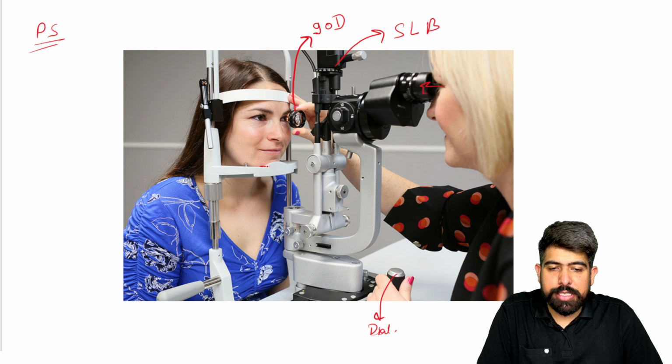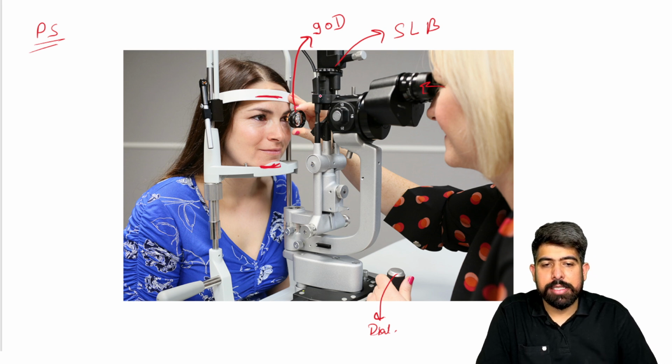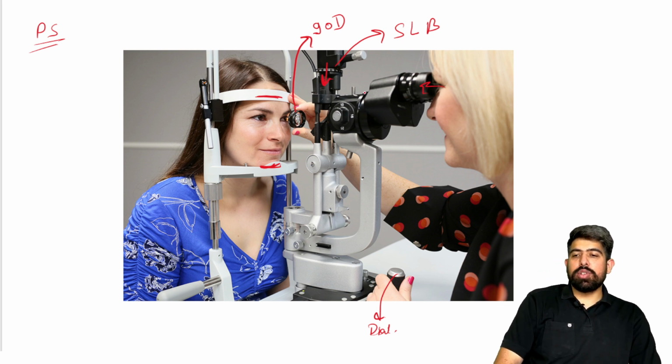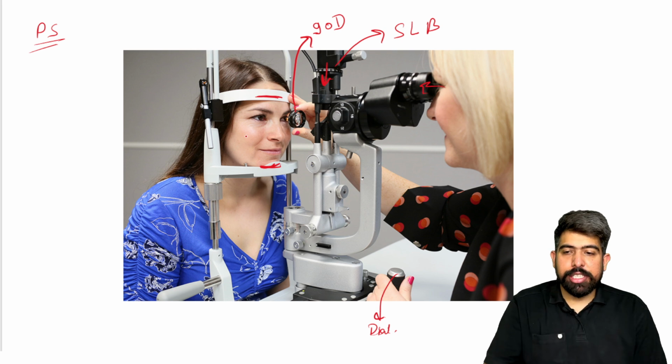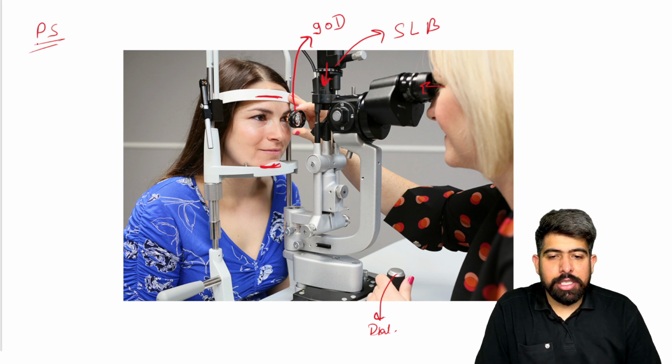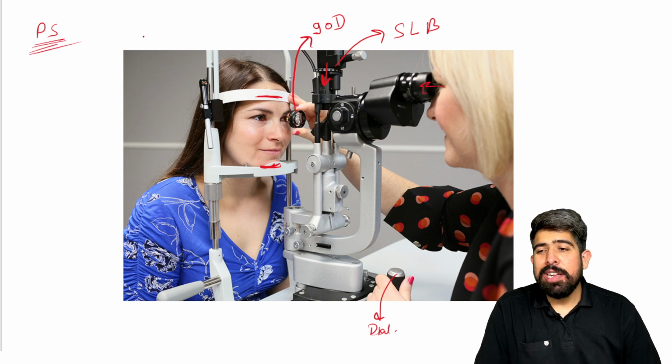You can see this is the chin rest. The patient is resting the chin here. This is your headrest, and this is the light source. The light is coming like that. This is the light source of the slit lamp biomicroscope. Just remember, as she is using the 90 diopter lens in the hand, what are we evaluating? We are evaluating the posterior segment.